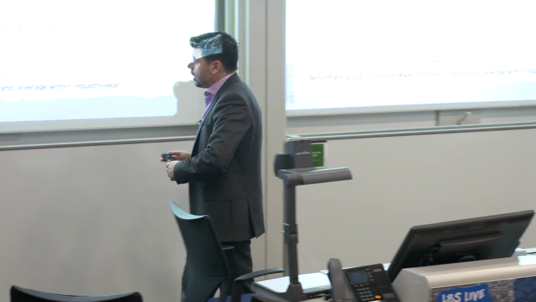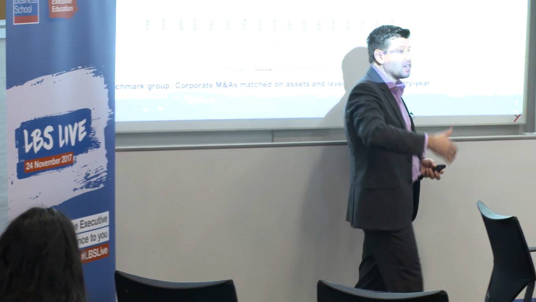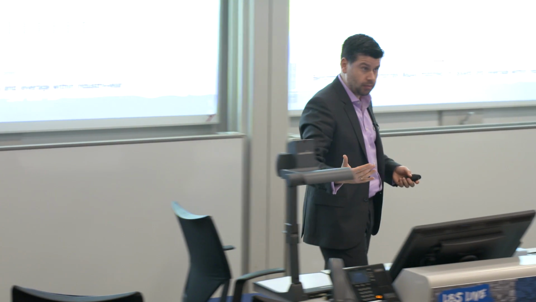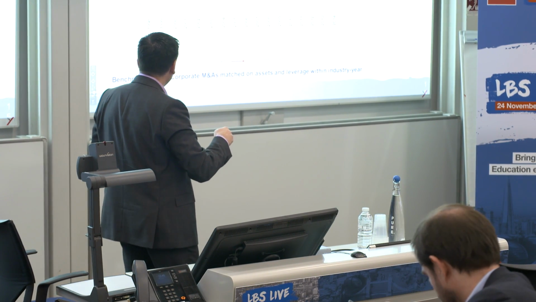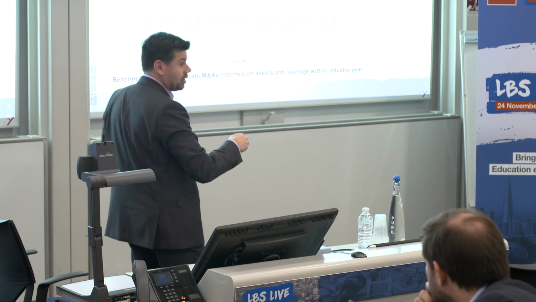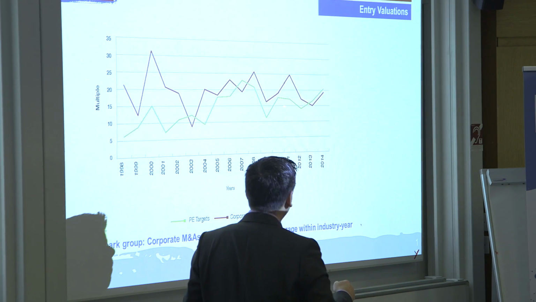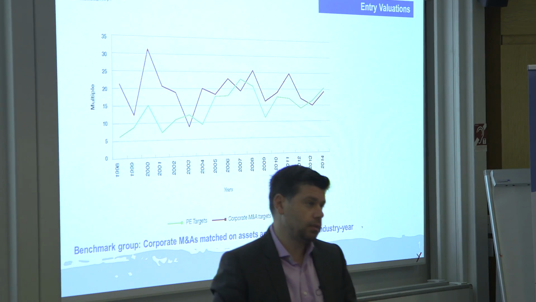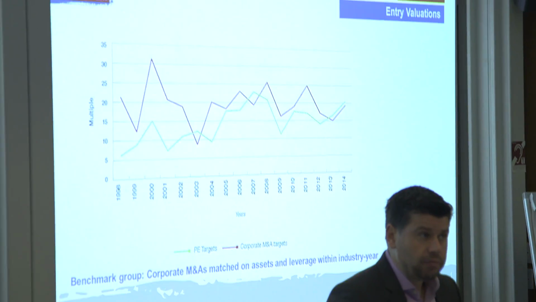Initially, we look at the extent or the EBITDA multiple that these acquirers pay for the targets, right? And what you see with the red line here are the EBITDA multiples paid by corporate acquirers. And with the green line, you see the EBITDA multiples paid by private equity funds. Yeah? Now, very simple graph.